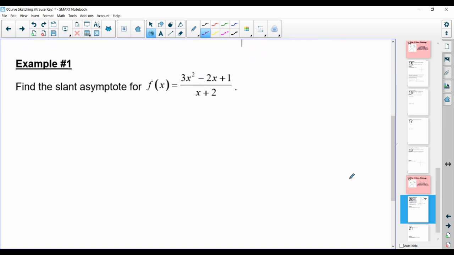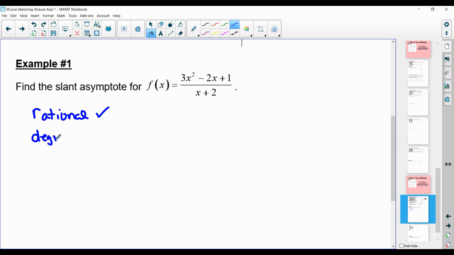All right, so let's take a look at our first example here. We're asked to find the slant asymptote for f of x equals 3x squared minus 2x plus 1 over x plus 2. So the first thing we have to do is make a little bit of a checklist. Is this a rational function? Yes, it is. Is the degree of the numerator exactly 1 degree higher than the degree of the denominator?